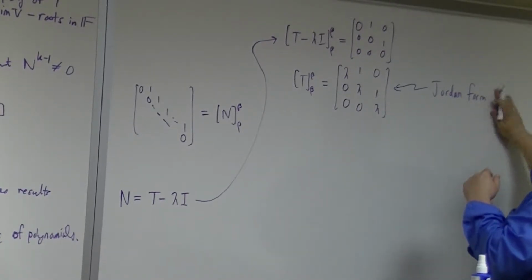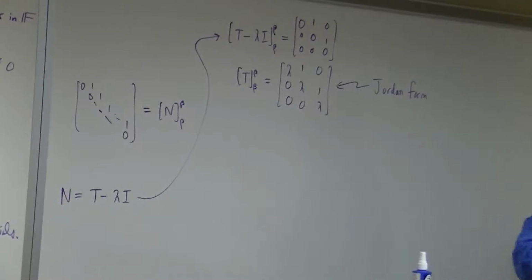Jordan form, let's just say. It's a Jordan block with an eigenvalue lambda and a multiplicity. Well, the geometric multiplicity corresponding to such a thing would be 1. The algebraic multiplicity would be 3.